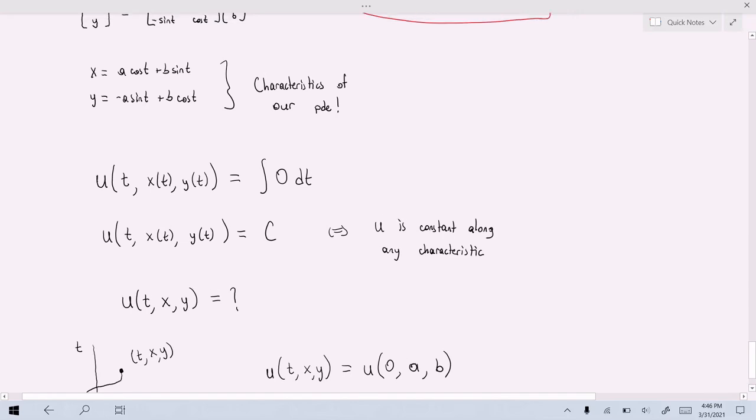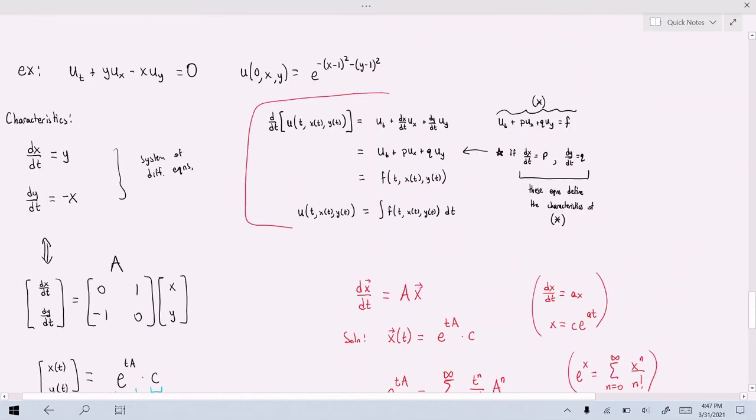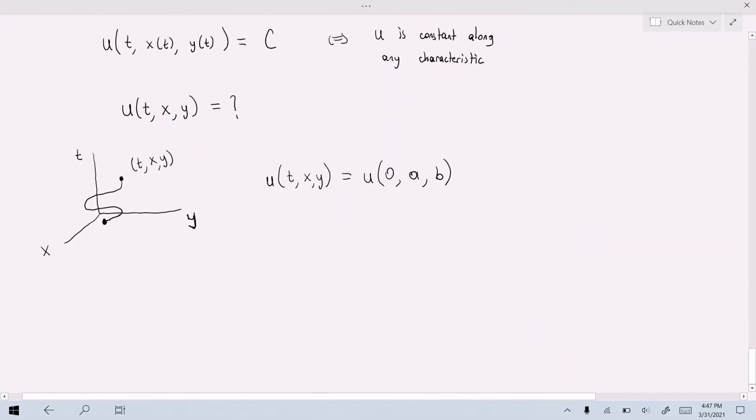We can now use our initial condition. So when t is 0, up here, we know that u will be equal to this exponential. So we're plugging in a for x and we're plugging in b for y. So that will give us e to the negative a minus 1 squared minus b minus 1 squared. So that's what our solution looks like in terms of a and b.